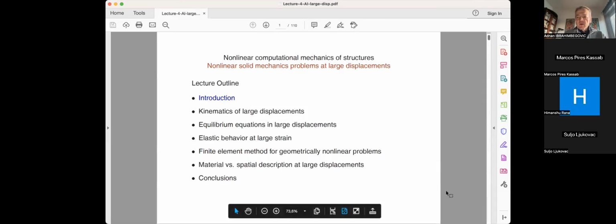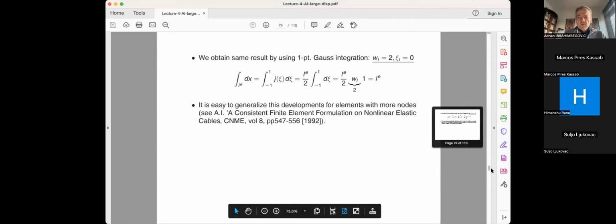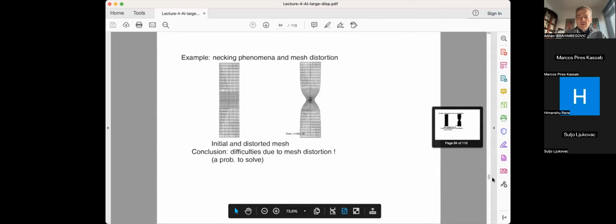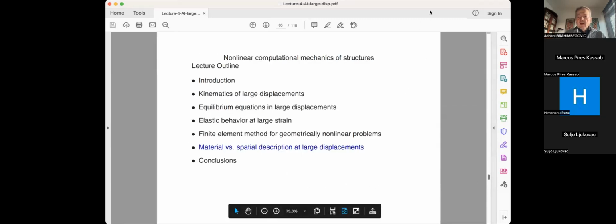So let me pick up where I actually stopped. We came all the way to the different developments, and we came here to a different representation, what is called the material versus the spatial description of large displacement.